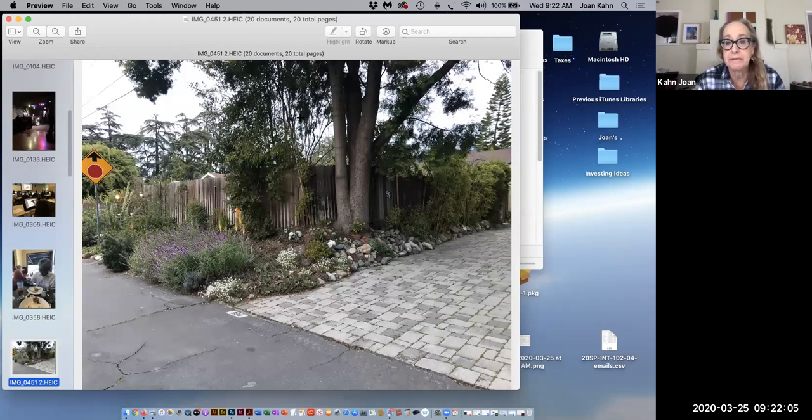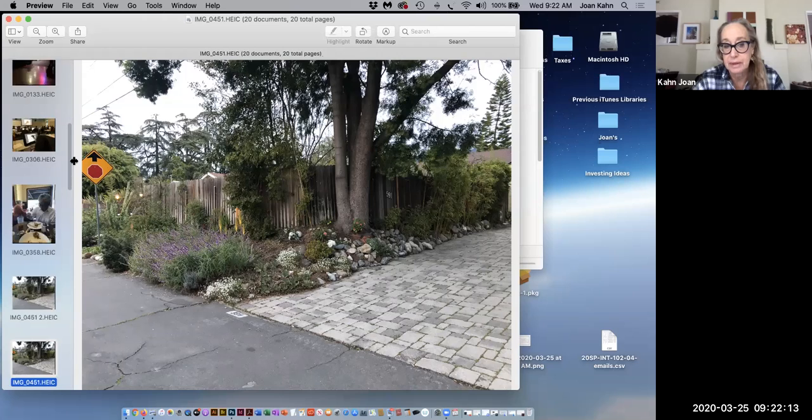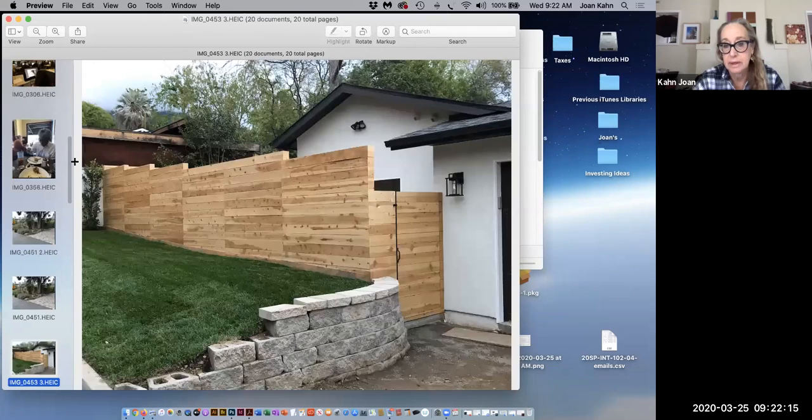2-point perspective, a fence and a driveway in Altadena. This goes backwards, that goes backwards to another vanishing point. 2-point perspective, 2 planes.